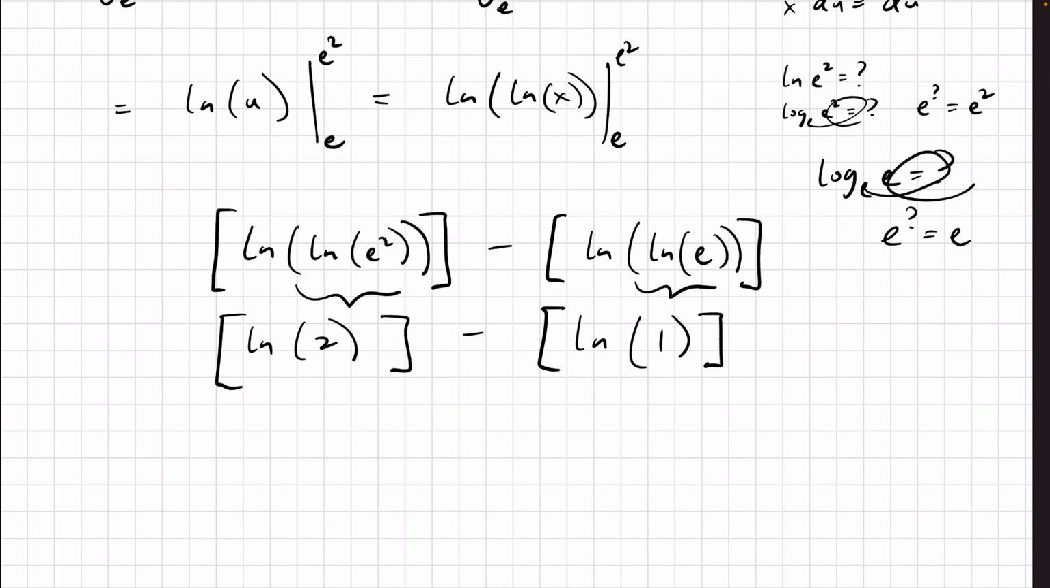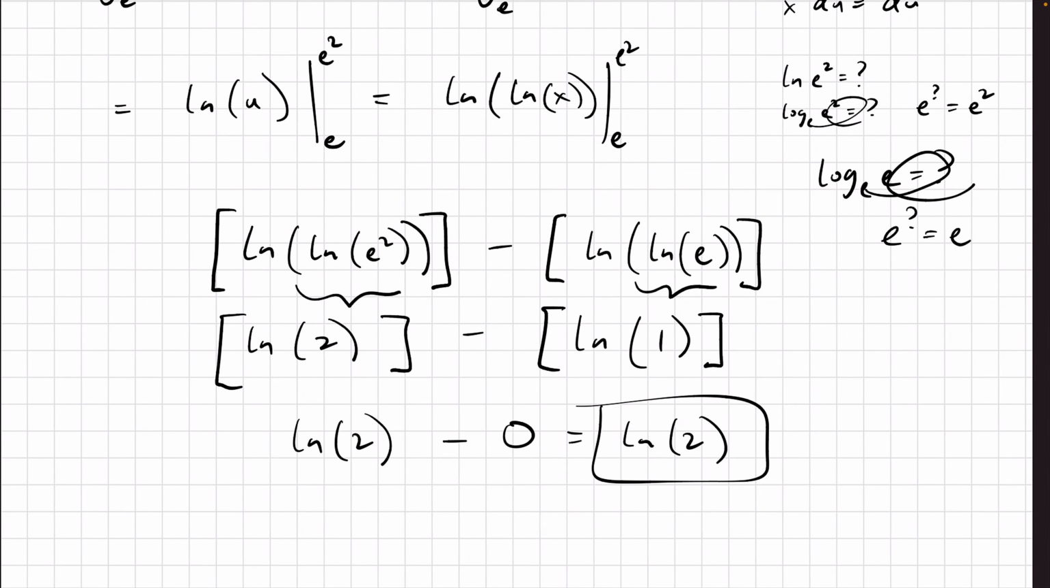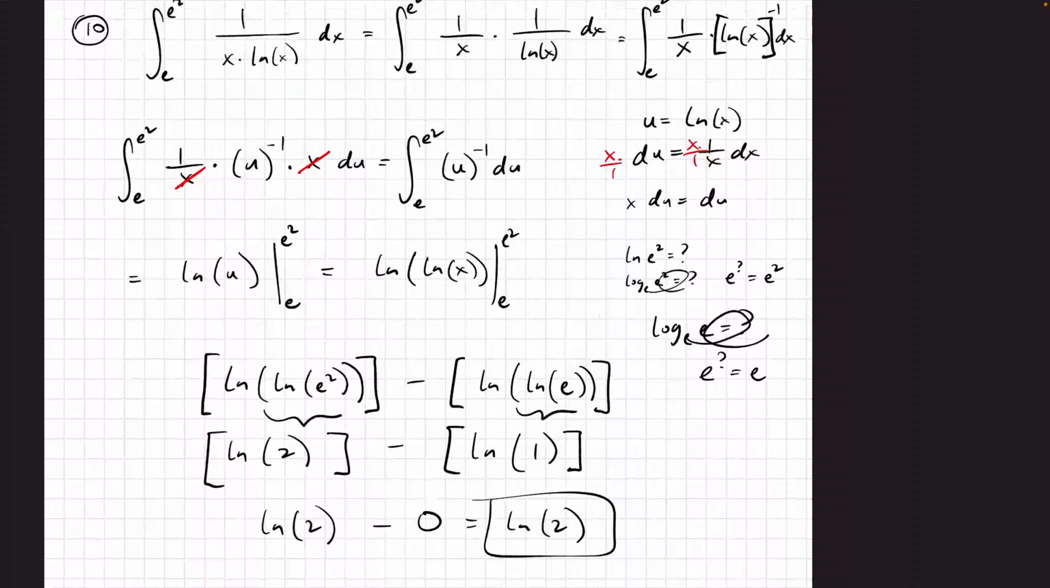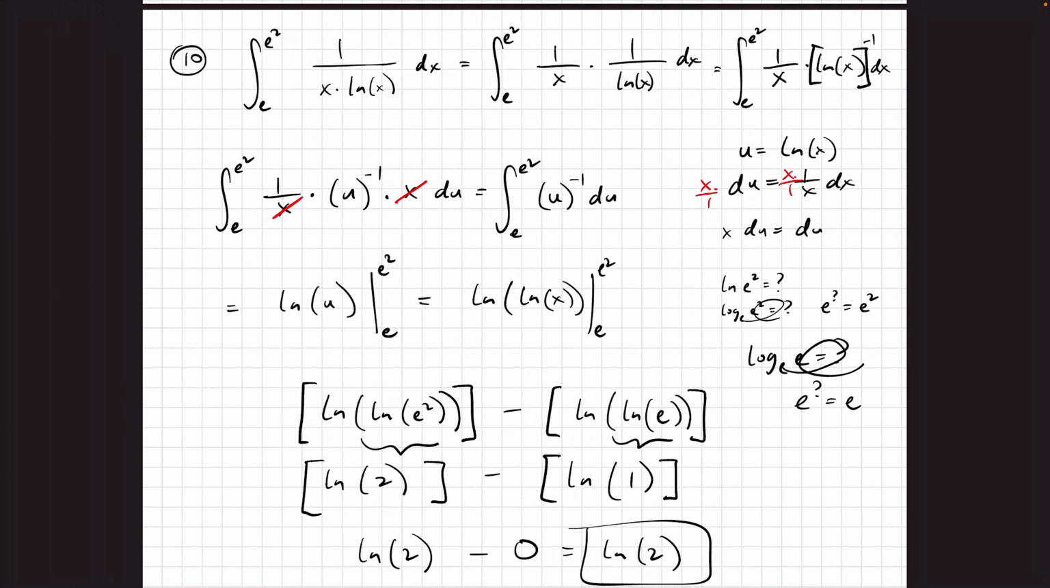Natural log of 2 is some decimal that I'm not going to worry about, so I'm just going to leave it natural log of 2. But what's the natural log of 1? 0. There you go. Yeah, they mean the natural log of the natural log. So knowing those natural log things or regular log things helps make this problem go faster because you know those things.